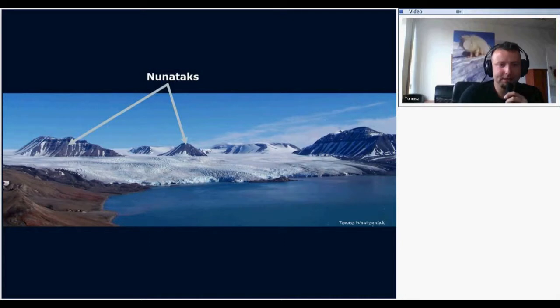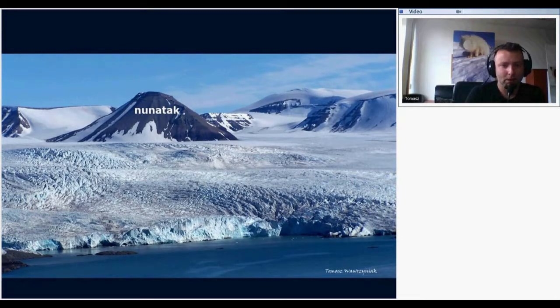Nunataks, these are mountains surrounded by glaciers, so higher than a glacier. There are nunataks inside huge glaciers, especially in Antarctica, but also in Svalbard, as you can see.